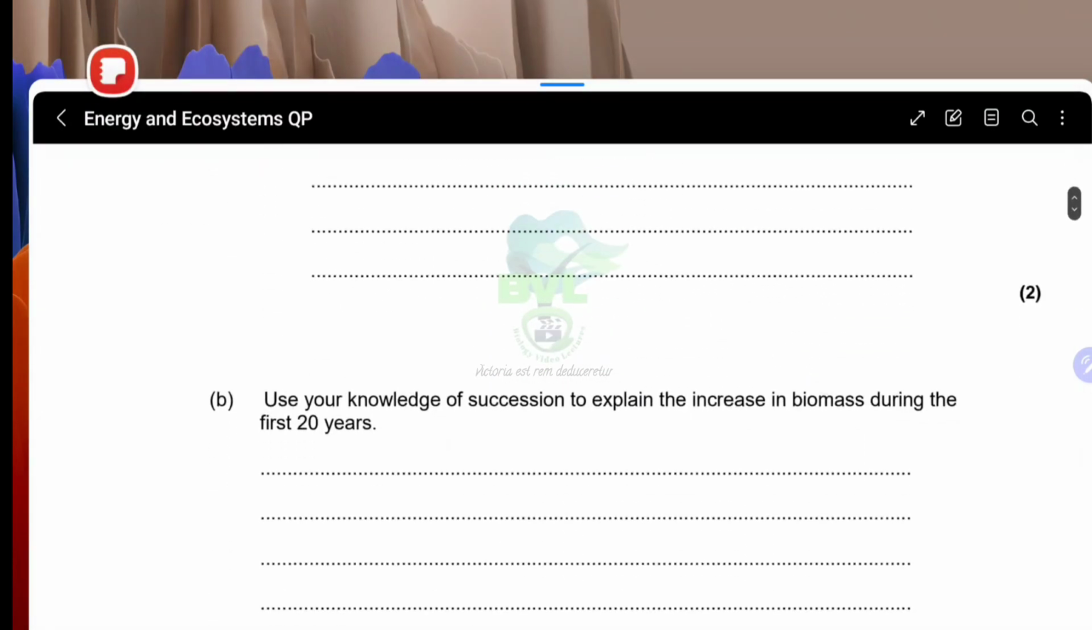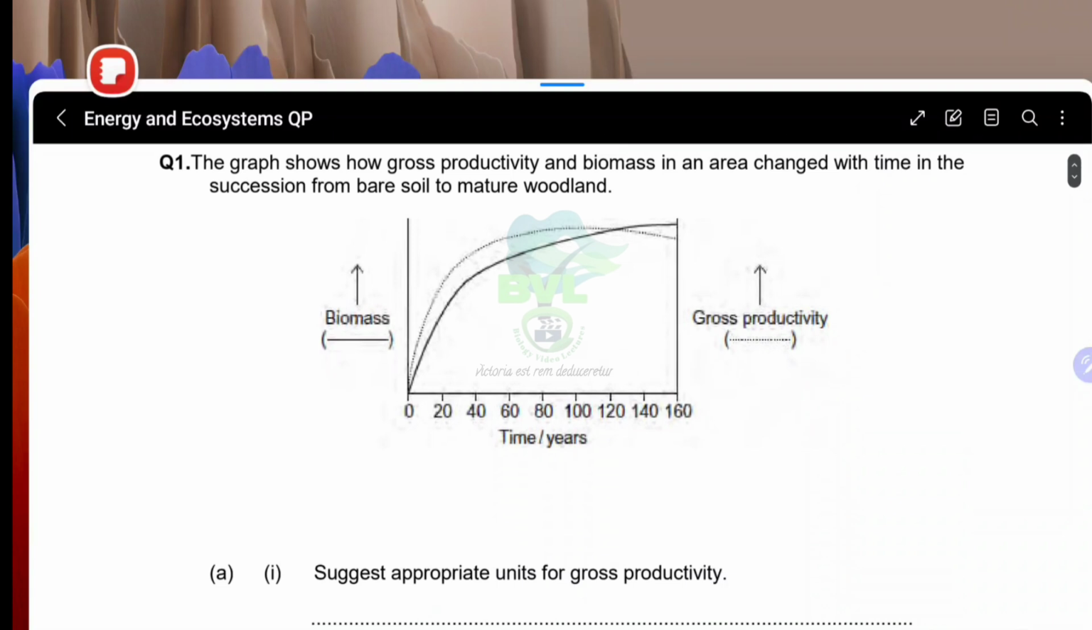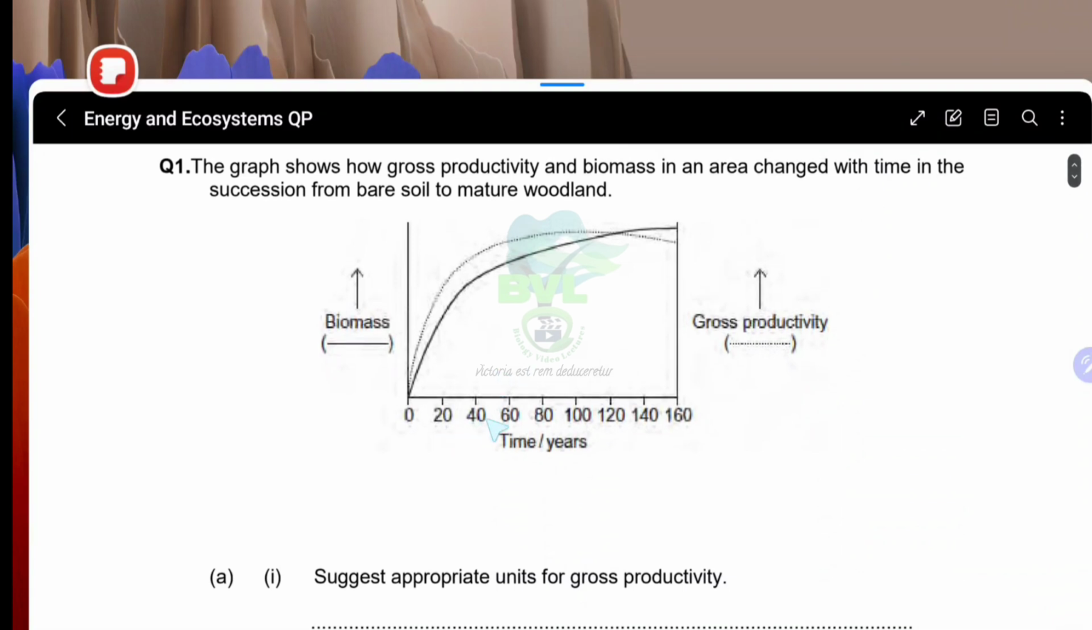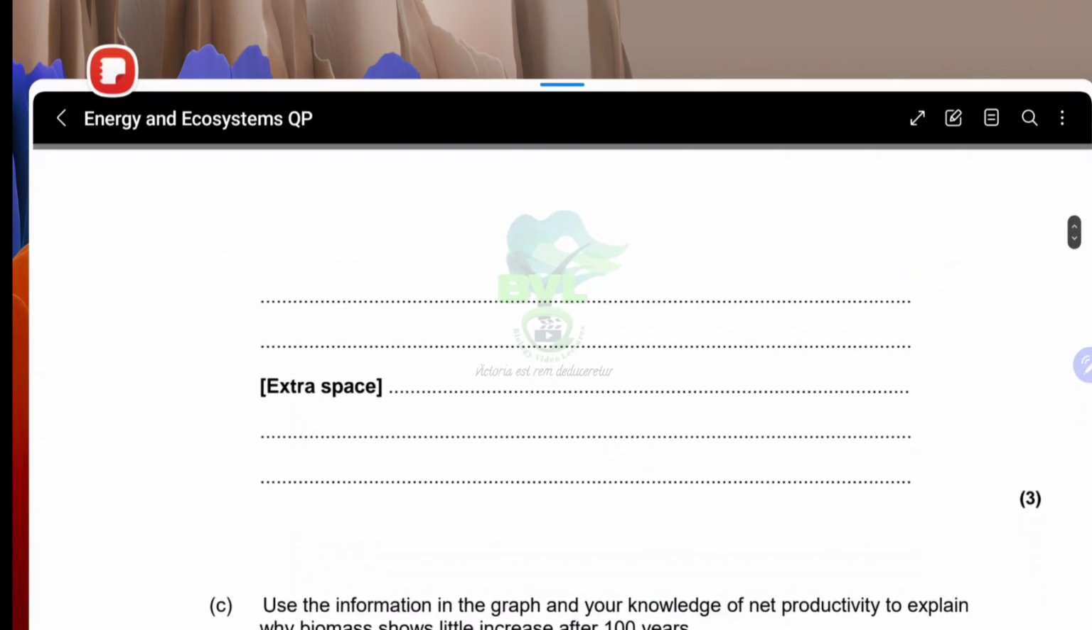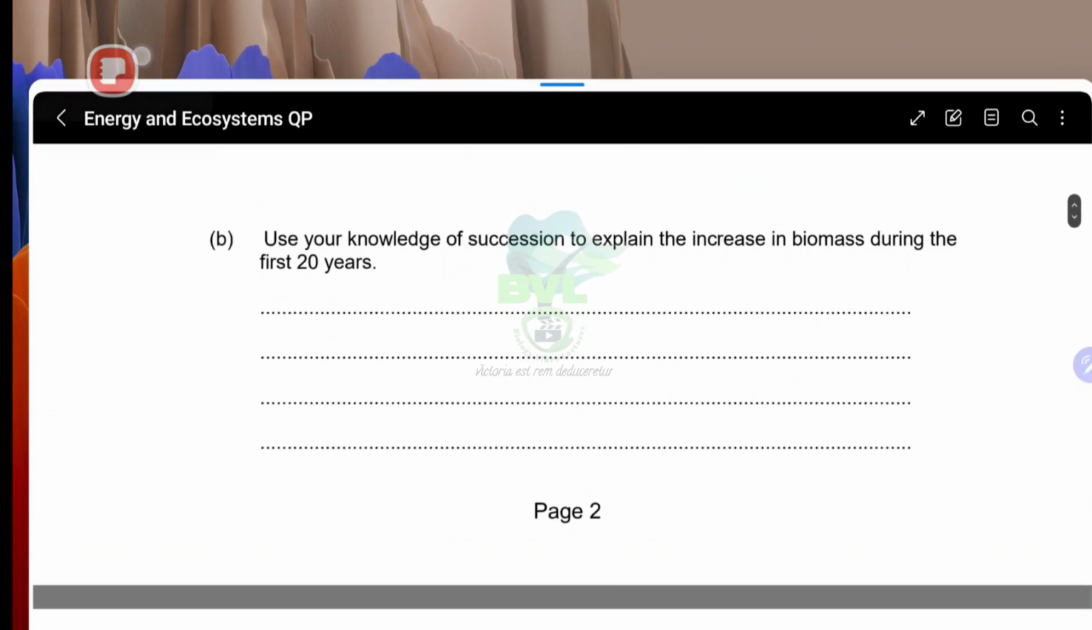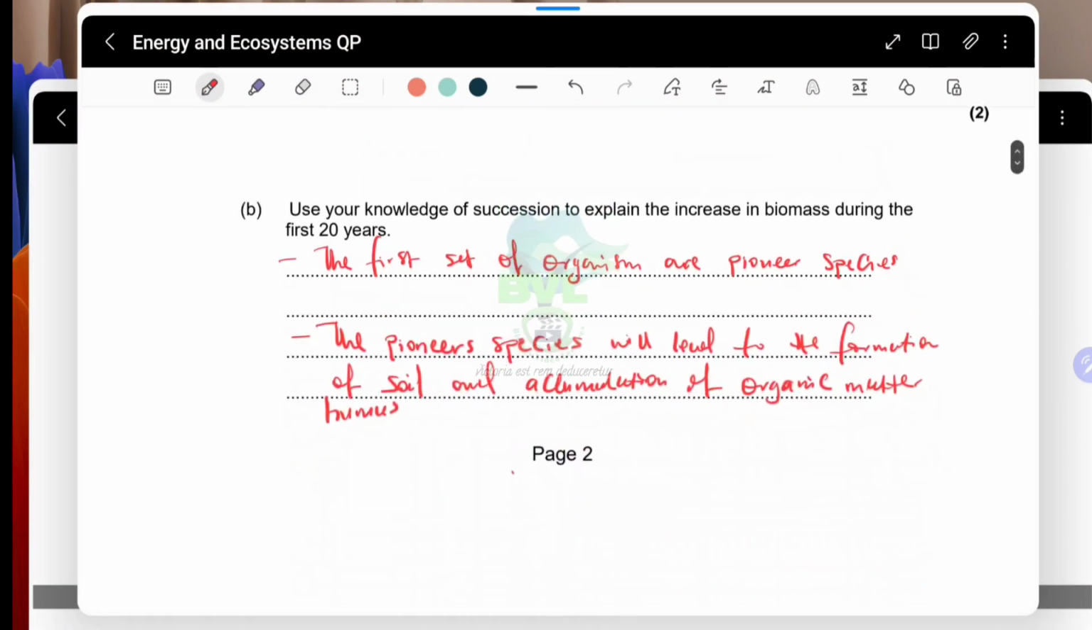The next question says, use your knowledge of succession to explain the increase in biomass during the first 20 years. So when you look at that, this is 20 years, 40, 60, and so on. So you're going to focus on something around here. Use your knowledge on that, and this is meant to be a 3 marker, so put that into consideration. So really, the first set of organisms are pioneer species. When there's succession on, let's say, bare rock, the first set of plants to start, we call them pioneer species.